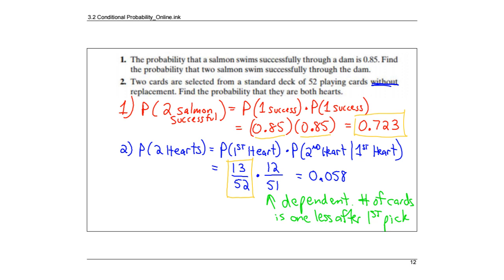So I did not put the card back into the deck. It's still in my pocket. So I only have 51 cards left, but I also only have 12 hearts left because I put 1 heart in my pocket. So now I have 12 out of 51. I have 12 hearts left because one's in my pocket. I have 51 cards left because one's in my pocket. And now I put that in my calculator and multiply those, I get 0.058.